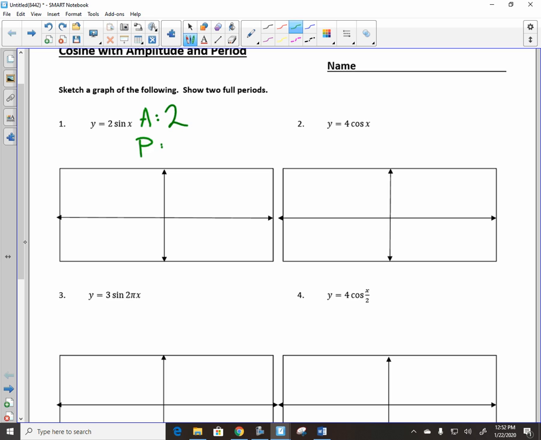The period is 2 pi divided by the b value. What is the b value? What's the value sitting in front of x? 1. So the period is 2 pi. So I'm going to mark out 2 pi and divide it into 4 parts to represent the 4 quadrants.